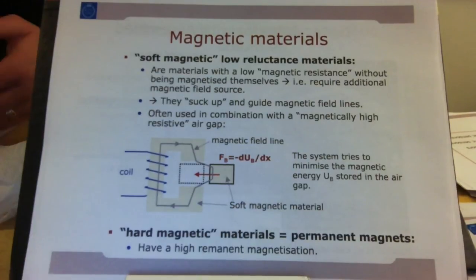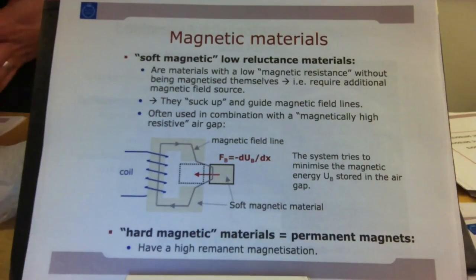They like to conduct magnetic fields, so a magnetic field line will easily pass, or likely pass, through a low reluctance material. For example, air is a high reluctance material, so magnetic field lines do not like to go through air. But a piece of metal, like iron, will be low reluctance, and magnetic field lines will like to go to iron.